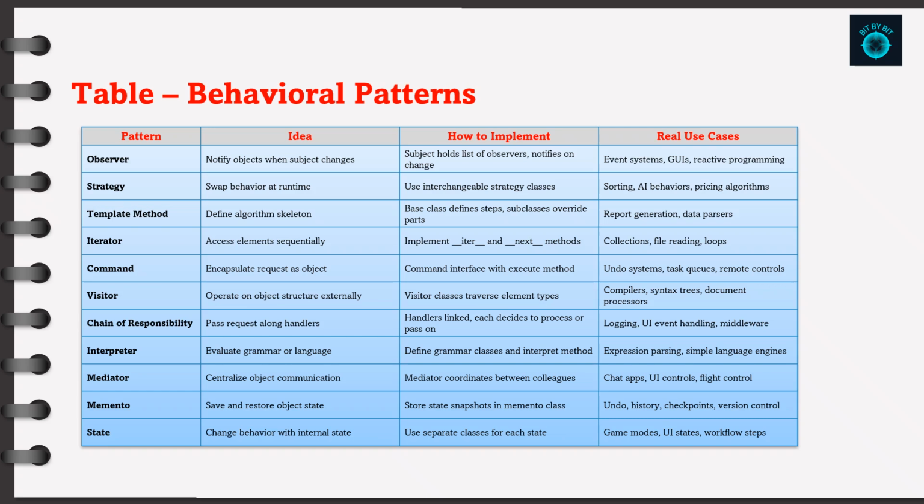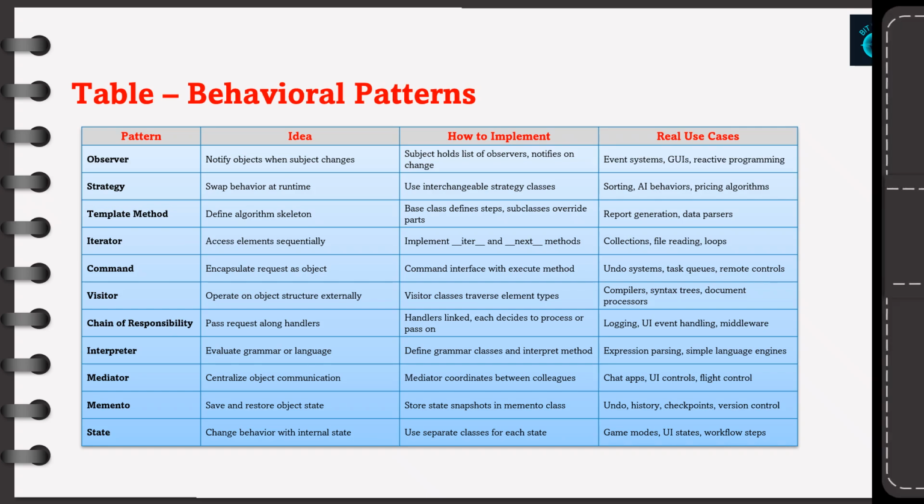Memento pattern helps you save and restore state, perfect for implementing undo, redo, or versioning. And finally, the state pattern allows an object to change its behavior based on its internal state. This keeps logic clean in games, user interfaces, or multi-phase workflows. Together, these patterns help manage complexity in systems where behavior changes dynamically or multiple objects need to cooperate cleanly.